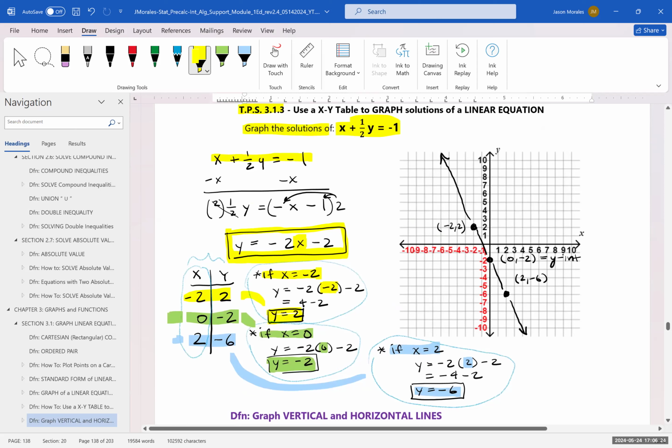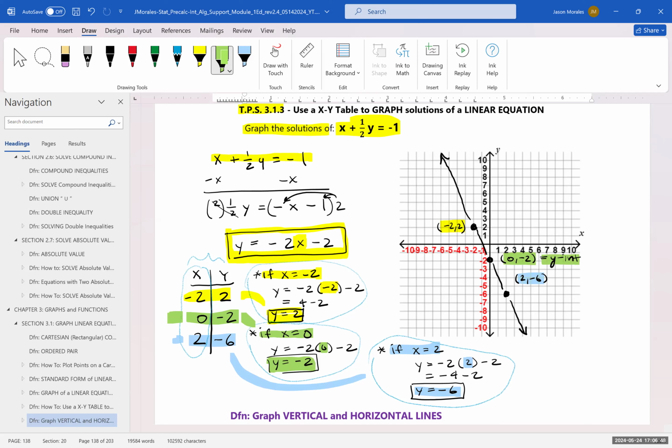All right, so now it was just left for us to plot these points. The point -2, 2, I put here. The point 0, -2, plotted there. And the point 2, -6, I plotted here. Since I chose 0 for x, that ended up being my y-intercept, right?